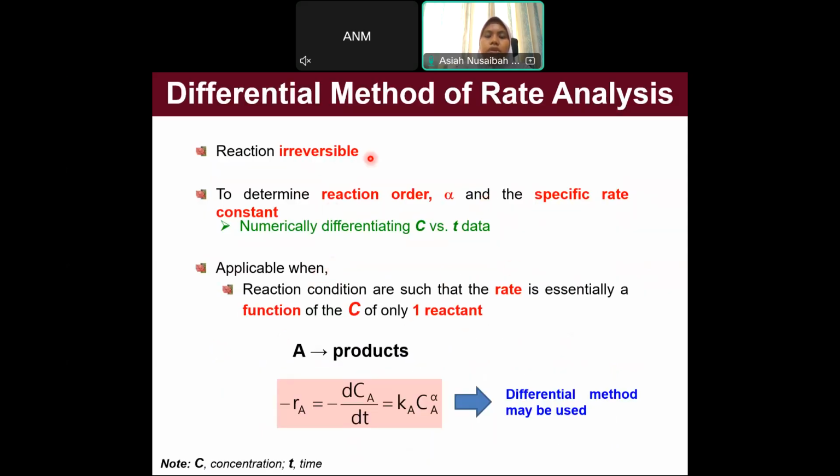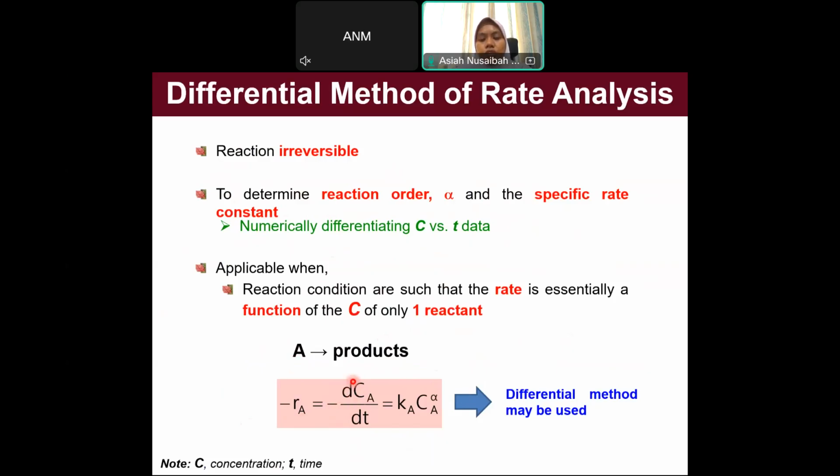There are several things that we have to know. First, this method can only be used where the reaction is irreversible, for example, A is converted to an end product. In this method, we are going to determine the reaction order, alpha, if it's KCA to the alpha, and also the specific rate constant, K. How do we do it? We numerically differentiate the C versus T data. We have here minus RA, which in differential form will be minus, because it's disappearing.